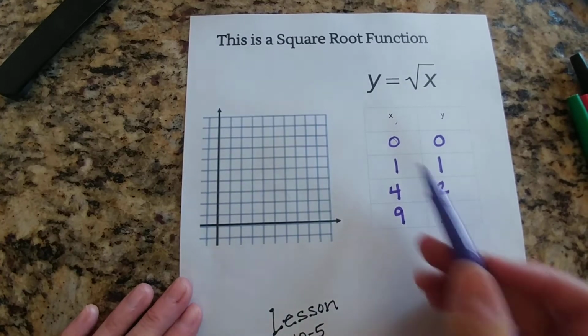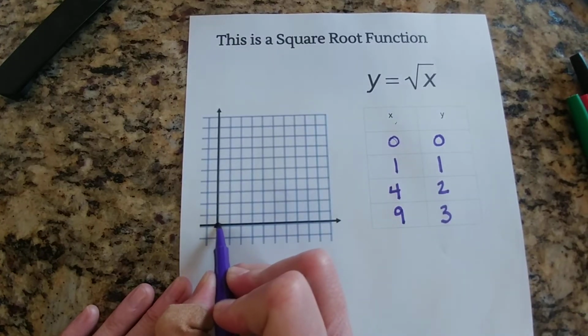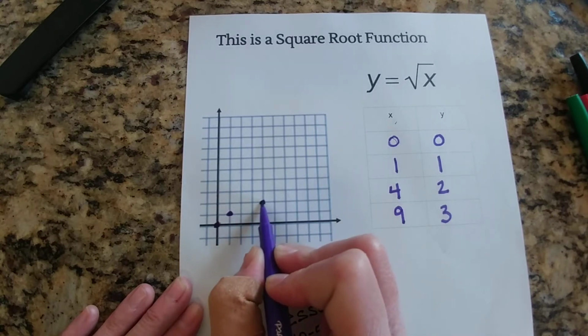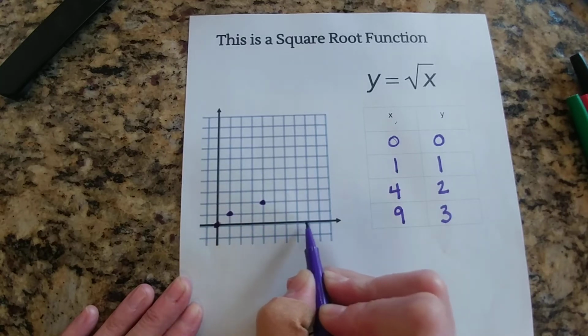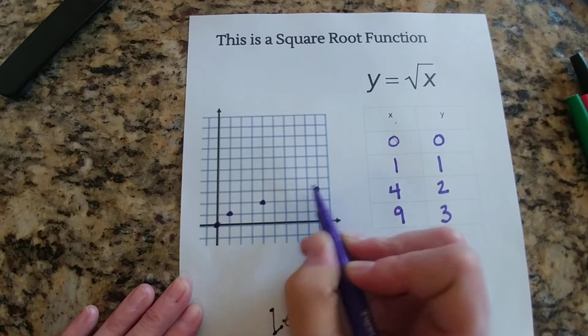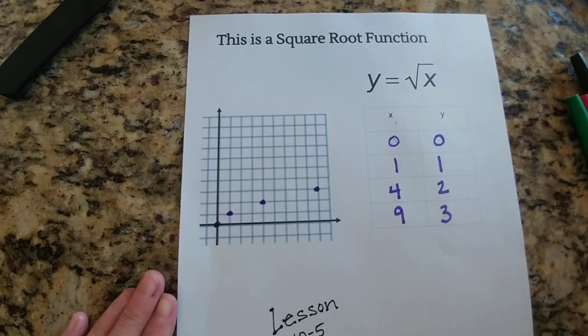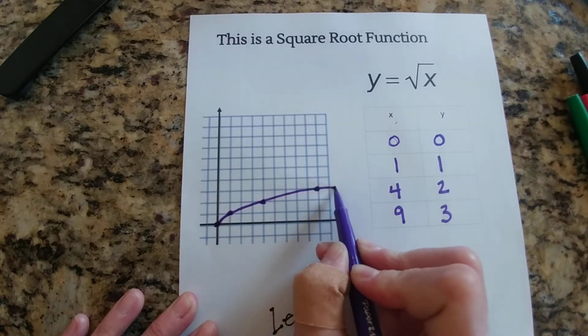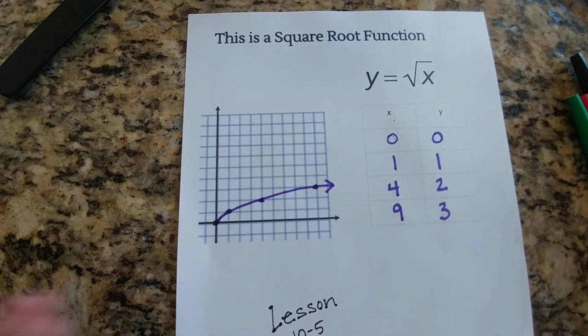Now if I go to graph these coordinates, I end up with a graph that looks just like this. And this is what a square root function looks like on a coordinate plane.